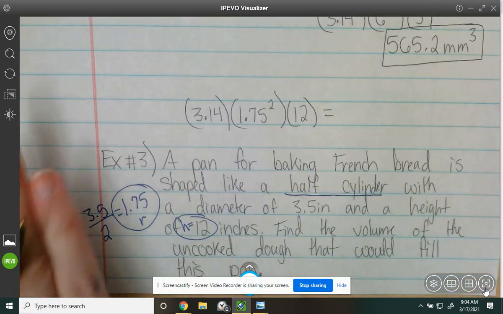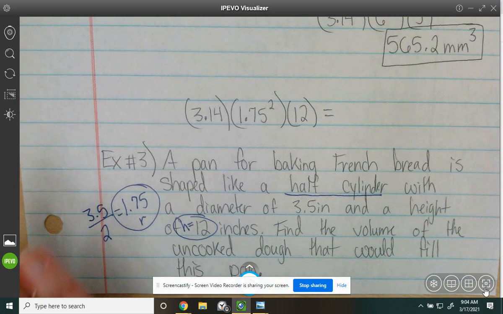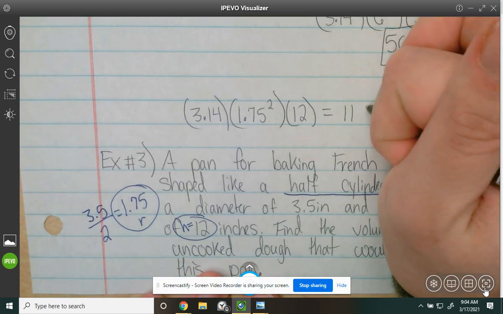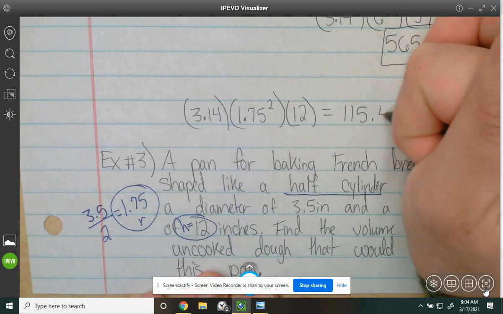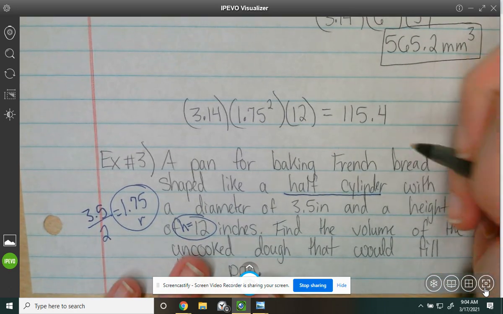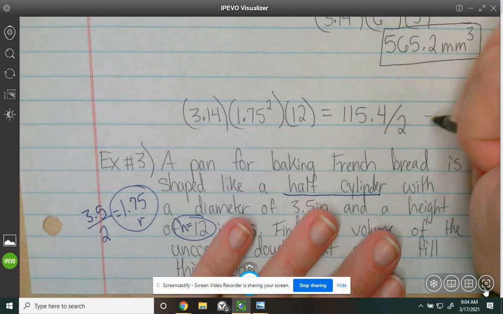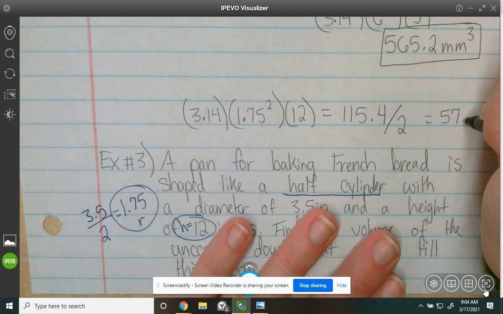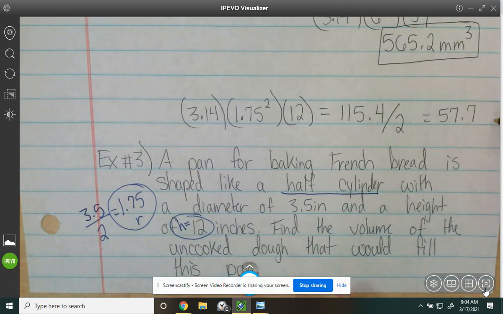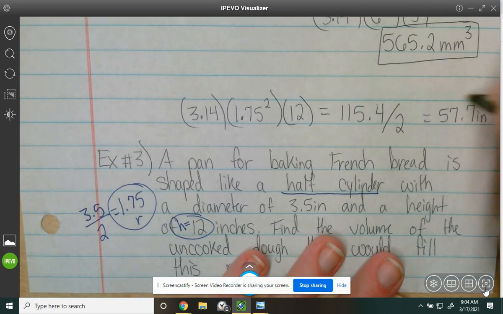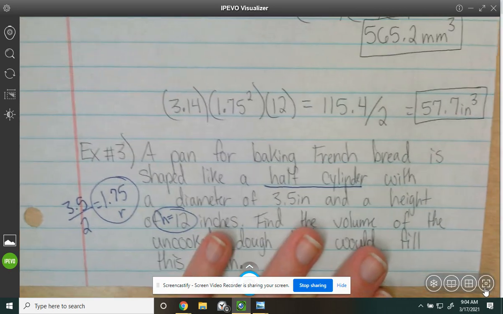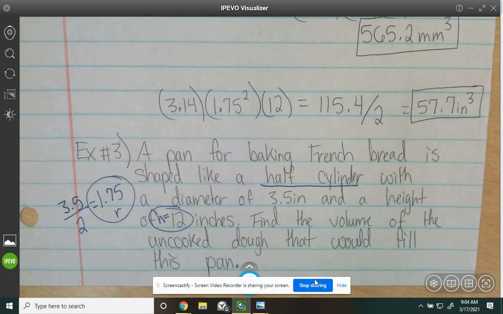So go ahead and find that, 3.14 times 1.75 squared times 12. So I got this. And then I take that number and I have to divide it by 2. And you should get 56.7 inches cubed. All right, and that is it for volume.